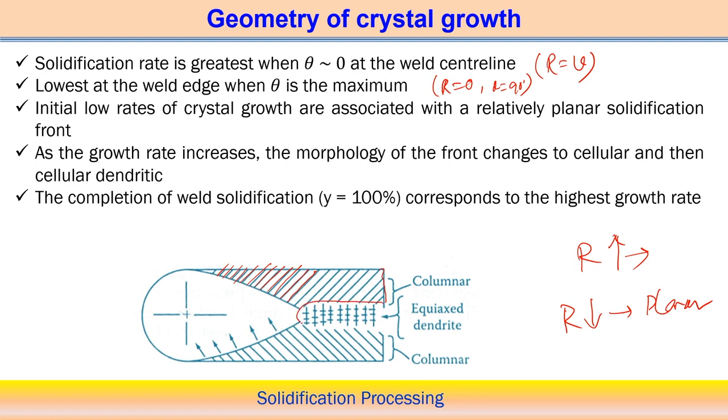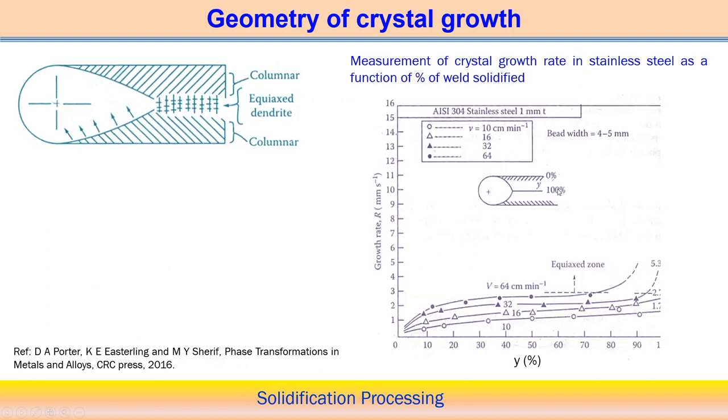But at the center, you can see this is the trailing edge, and this is the front part of the welding process. At the trailing edge there is an almost uniform temperature gradient, which is lower than in this part, so it tries to form some kind of equiaxed dendritic structure. An example here shows the measurement of crystal growth in stainless steel as a function of the percentage of the weld solidified.